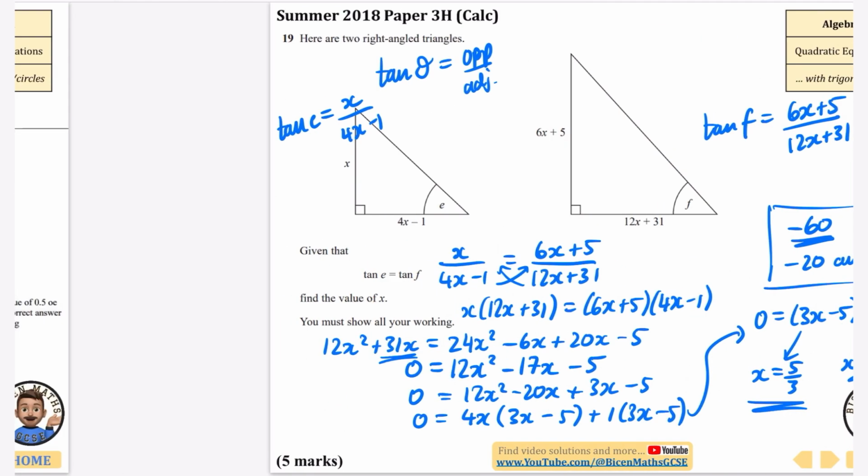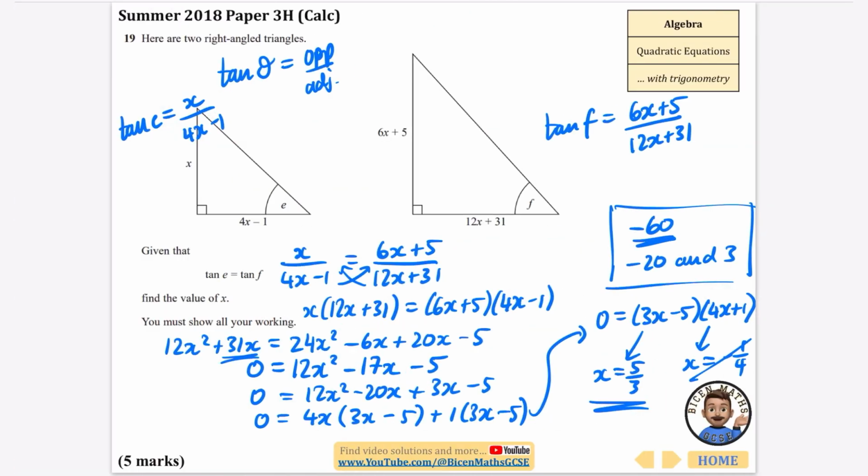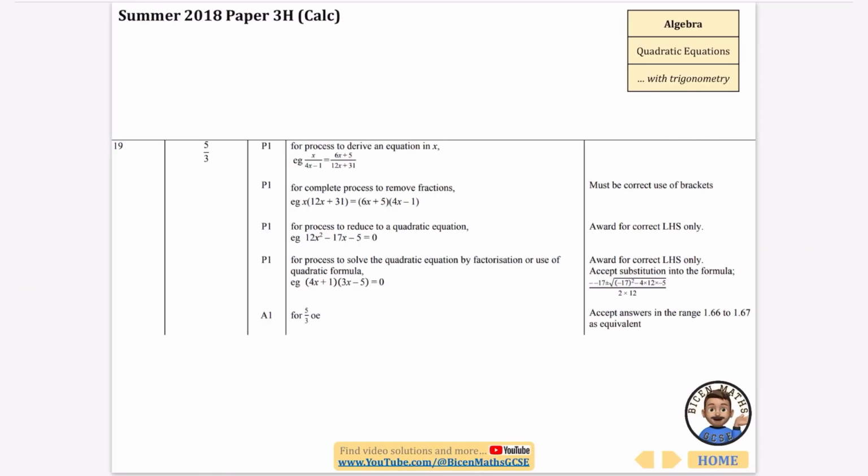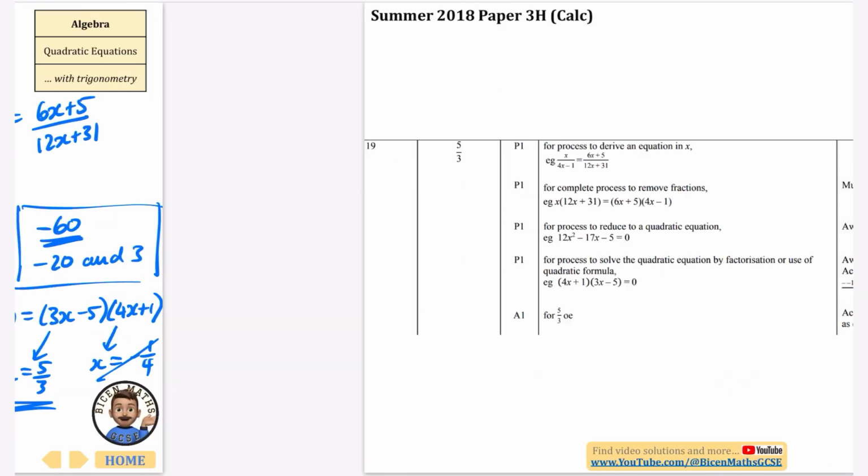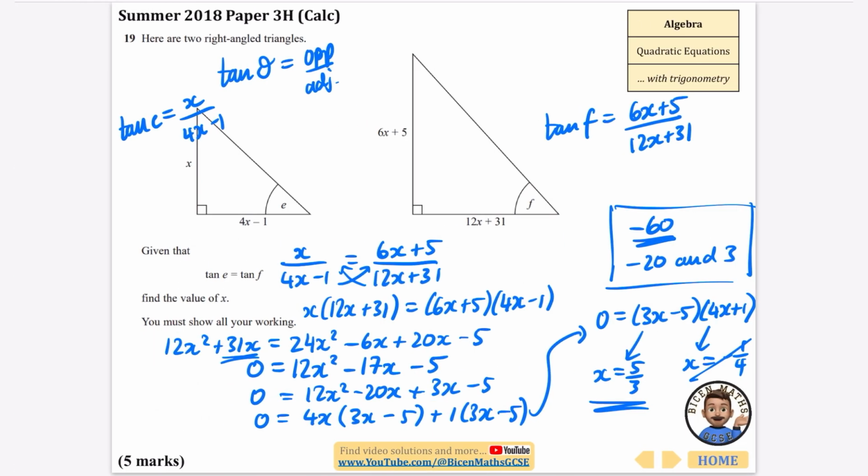Wow, this question and this question were pretty tough and a lot of working out. So that is everything about quadratic equations that has come up. They do pop up in some other places as well. In the next video, I'm going to be doing some things on simultaneous equations.